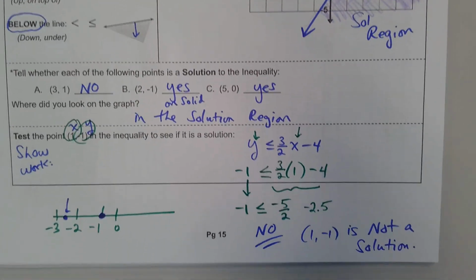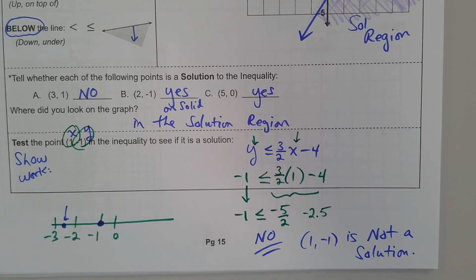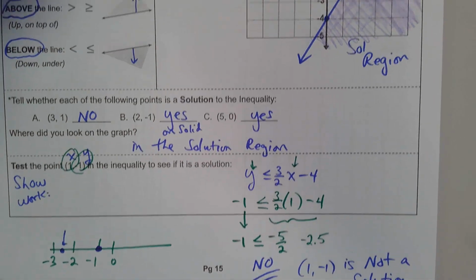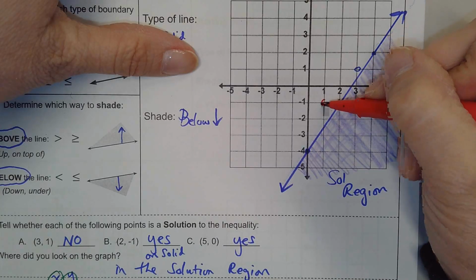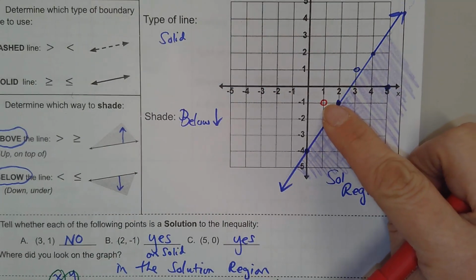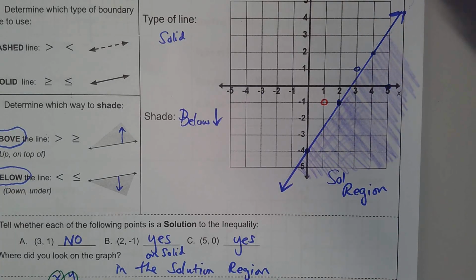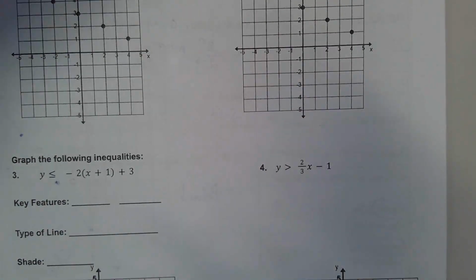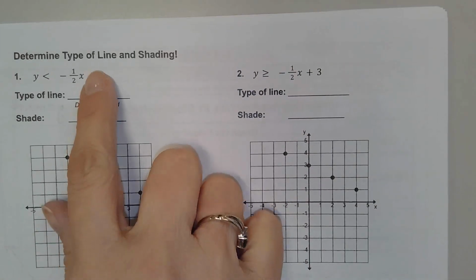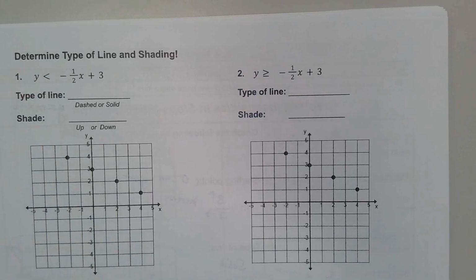We can check that on the graph. Where is (1, -1)? Oh yeah, it's not a solution. It's not in the solution region. This is a new way to graph inequalities. Okay, so we're going to practice this a little bit. Let's practice determining the line and the shading.